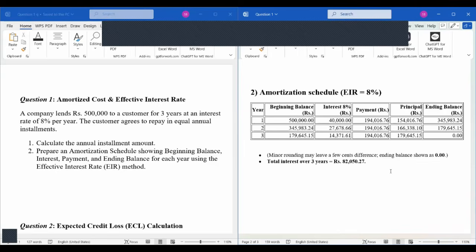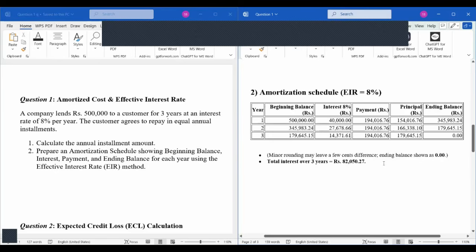Okay, let's see. For year one, the beginning balance is 500,000. That's the initial amount that the company lends. For that 500,000, we have to look at the interest. The interest is 8%, so we take 8% of that 500,000. That is 40,000. So 40,000 is the interest that the customer needs to pay for year one.